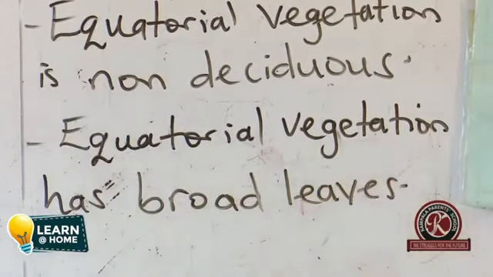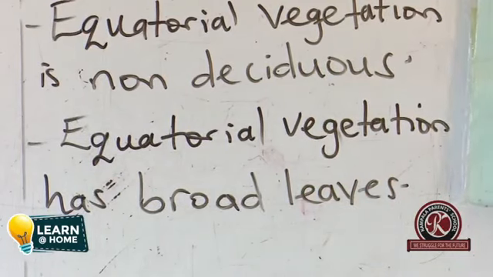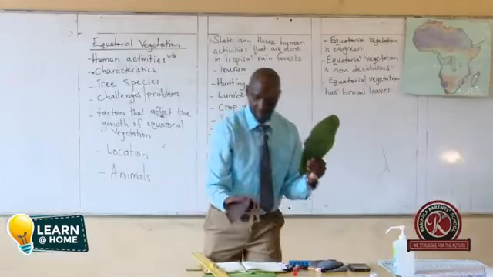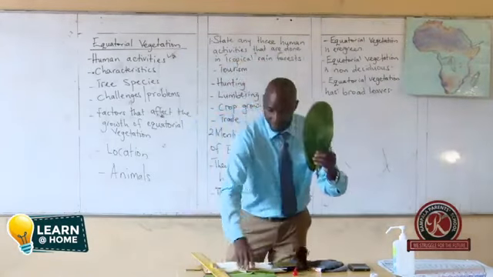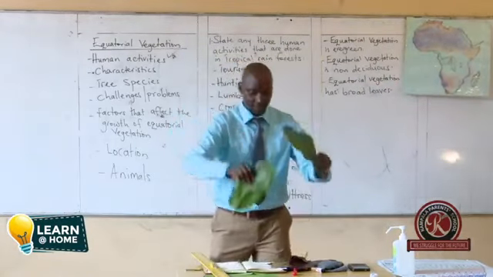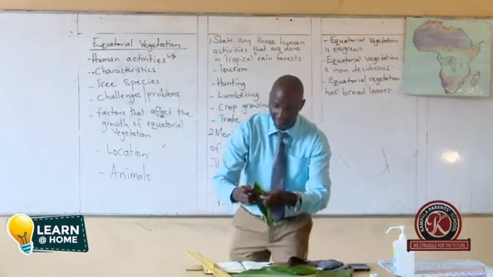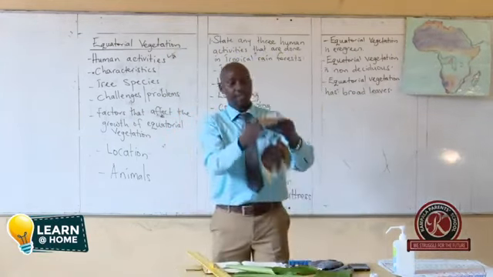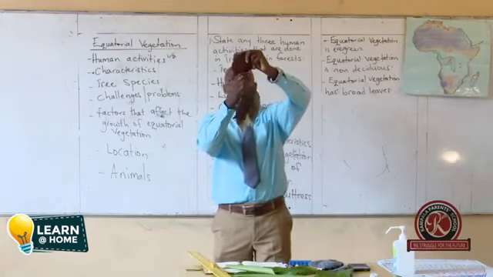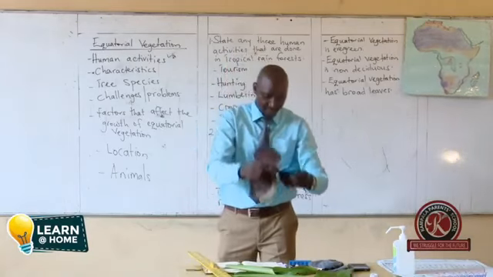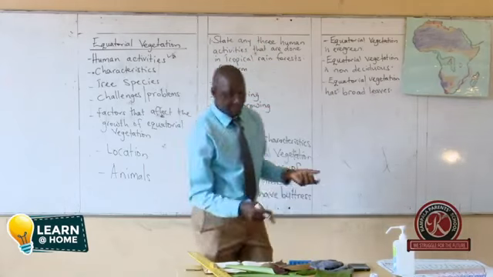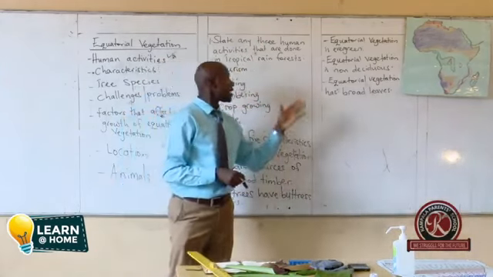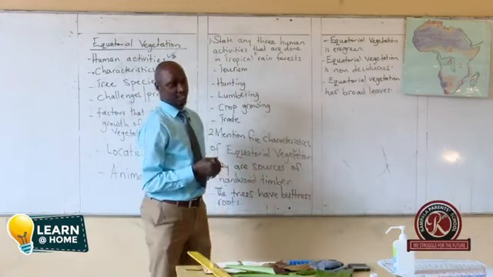Leaves. When we talk about broad leaves, we mean leaves being wide like this. Broad leaves being wide, like you see this nature of leaf. These ones are examples of the leaves we have on equatorial vegetation being broad. Being wide like you can see. So they have broad leaves.